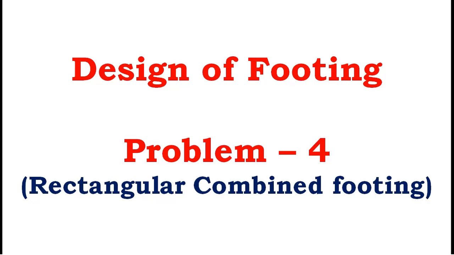What is combined footing? When two or more columns are in one line and a common platform is given for those columns, a common footing is given for the two columns, then that design is called combined footing. Based on the shape, if the shape of the common footing provided for two columns is rectangular, that is rectangular combined footing. If it is in a trapezoidal shape, that is a trapezoidal combined footing.